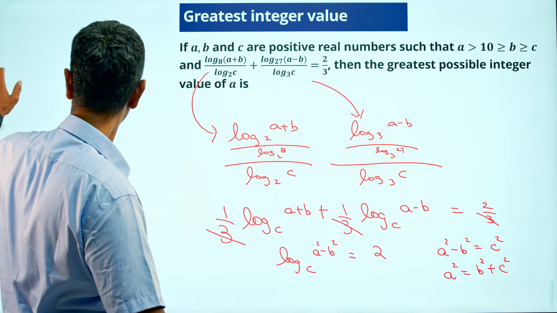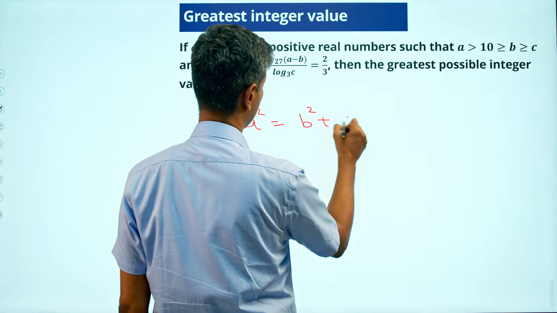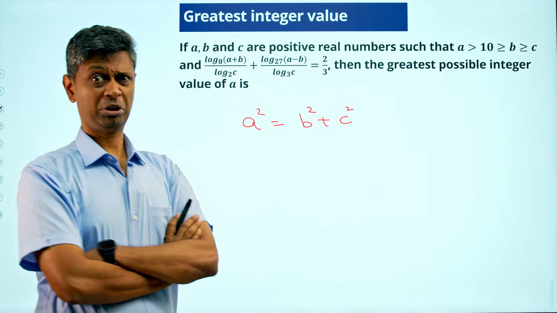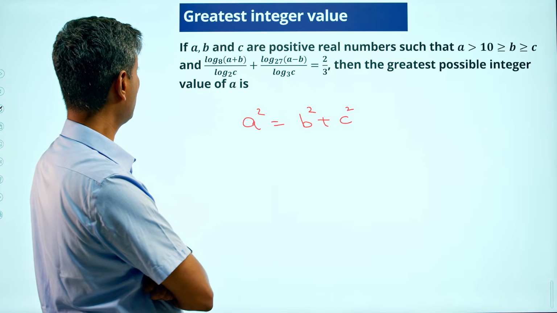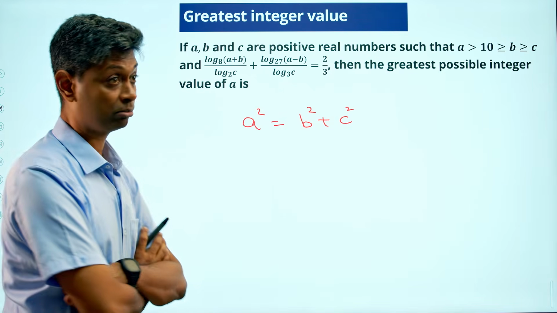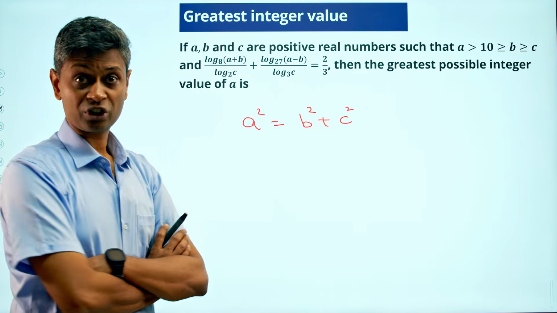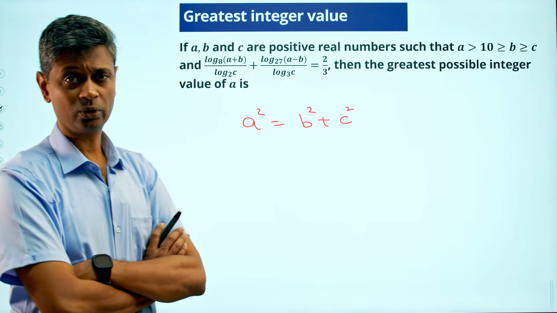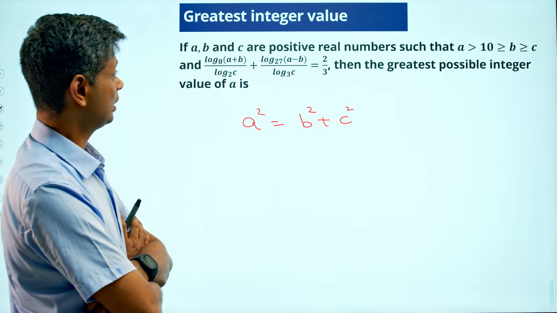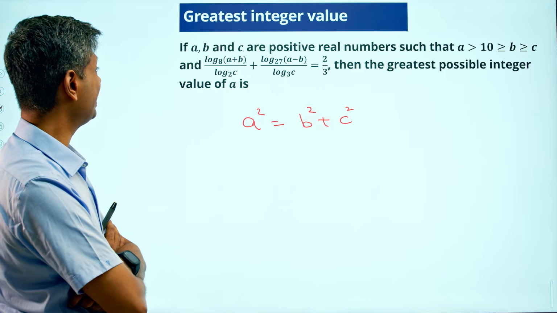Nice, brilliant. So this whole thing simplifies to A square equals B square plus C square. We're looking at Pythagorean triplets. We'll find the answer. The question says A, B and C are positive real numbers, and so they're not integers, such that A is greater than 10, B and C are less than or equal to 10, A is more than 10, then the greatest possible integer value of A.